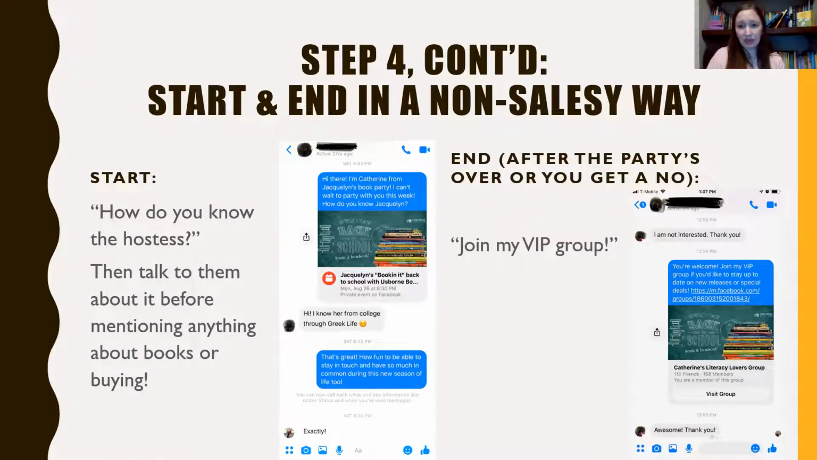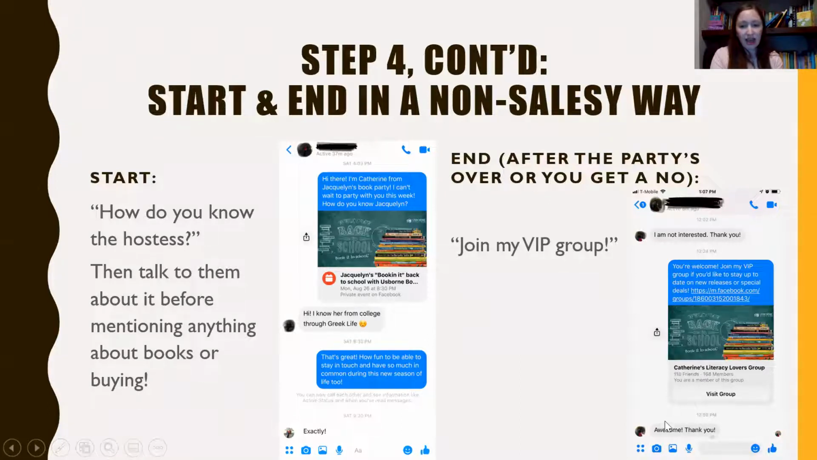Sometimes people get discouraged when they hear, "I am not interested," especially if they've heard it multiple times. But stay positive, and give them the opportunity to join your VIP group and stay in touch. So in this case, this was from a party about 2 weeks ago, and this is where the guest really surprised me. "Not interested, thank you." And I gave my standard, "You're welcome. Join my VIP group if you'd like to stay up to date on new releases or special deals."